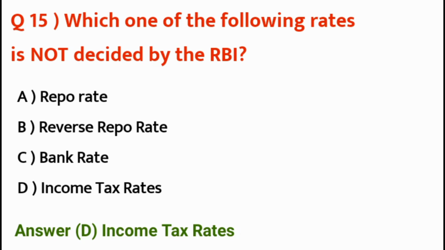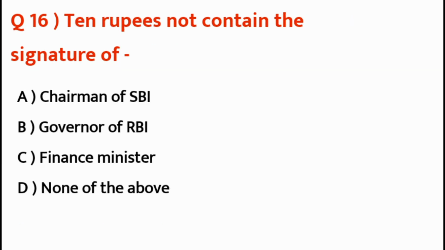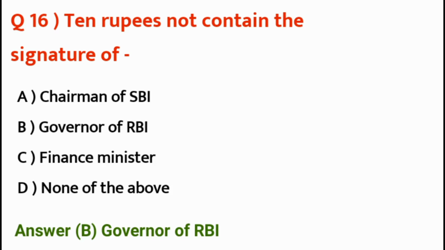Next, question number 16. The ₹10 note contains the signature of: option A, chairman of SBI, option B, governor of RBI, option C, finance minister, option D, none of the above. And the correct option is option B, governor of RBI.